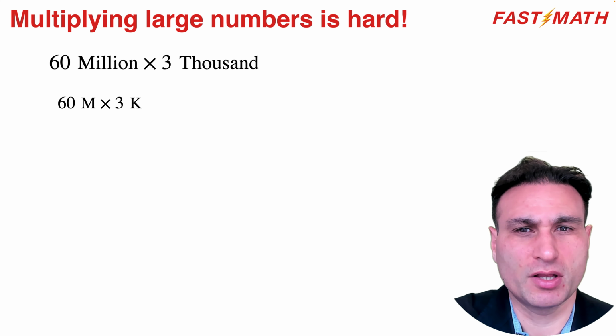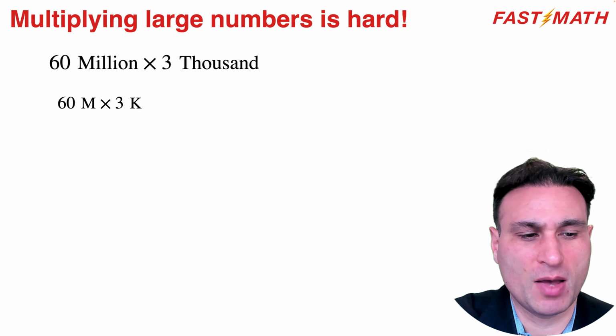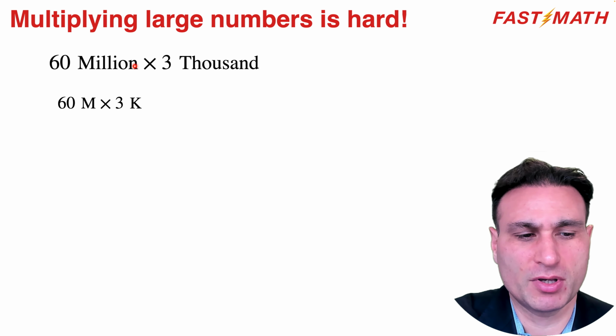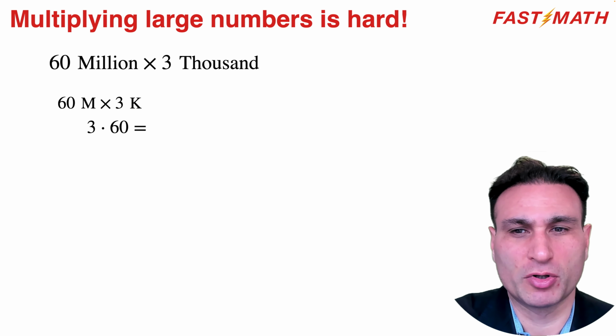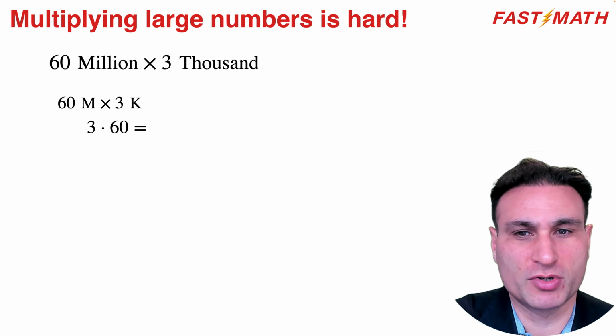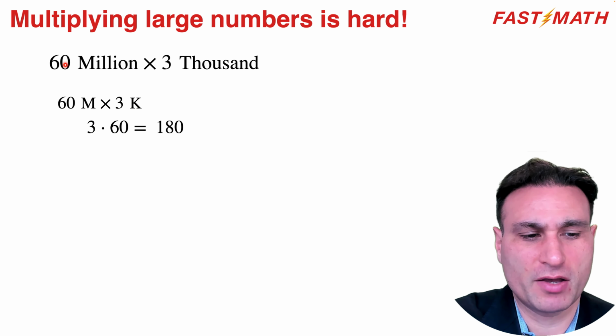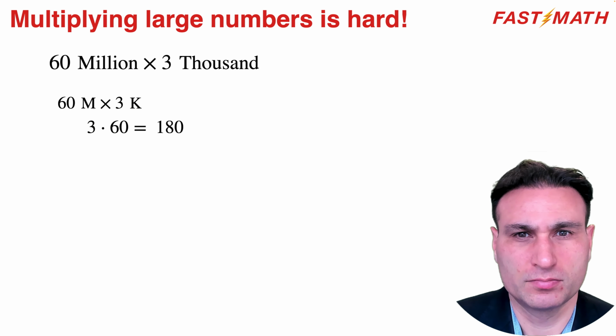We're going to write the calculation using the abbreviations M for million and K for thousand. These values are called units of magnitude. So 60 million becomes 60M and 3,000 becomes 3K. K is short for kilo or 1,000. Next, we multiply the numerical portions, which are the numbers that appear before the abbreviations. 3 times 60 is 180. These are just the values before the units of magnitude.